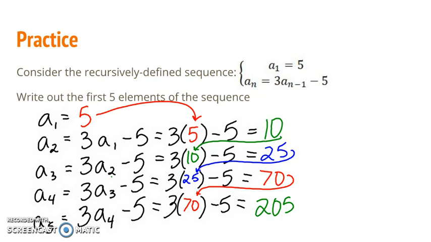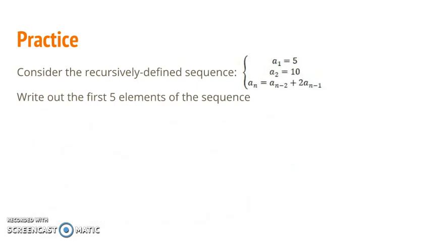Okay, one more example. It's a little bit trickier than the others. Again, first 5 terms, so I need to know a sub 1, a sub 2, a sub 3, a sub 4, and a sub 5. If I look at this up here, I notice that I'm actually given my first 2 terms. I've got a sub 1 equals 5 and a sub 2 equals 10, so I can fill those out right from the get-go.